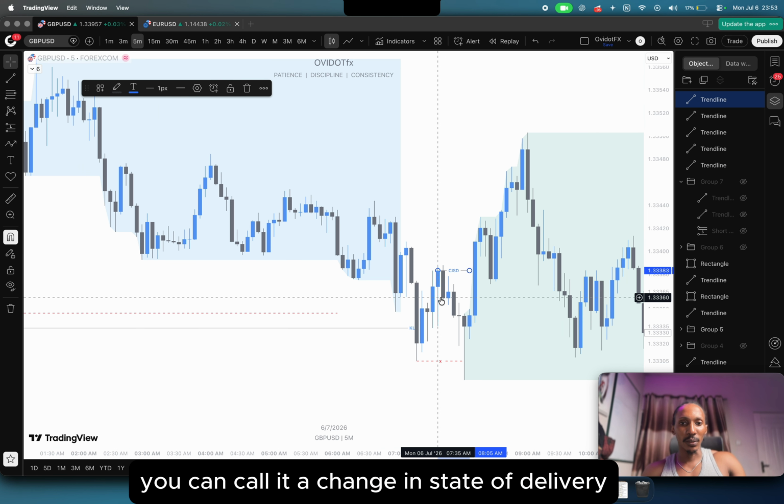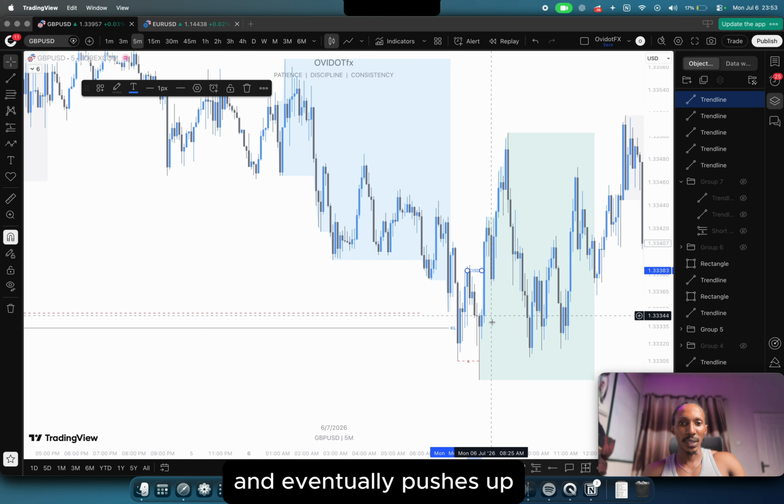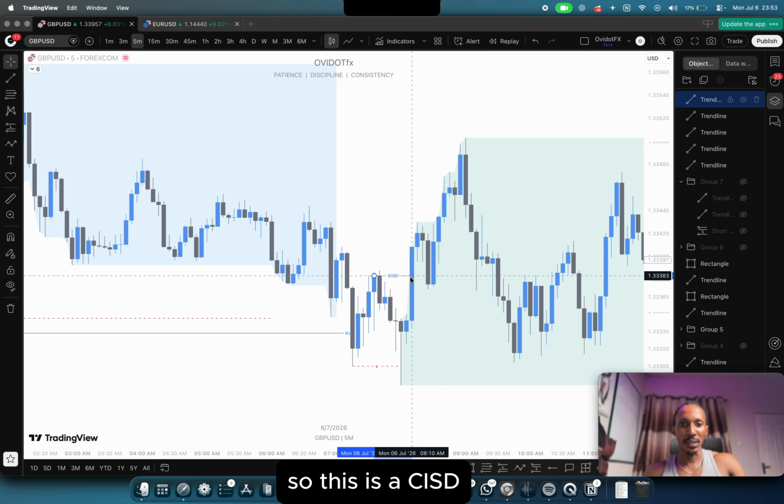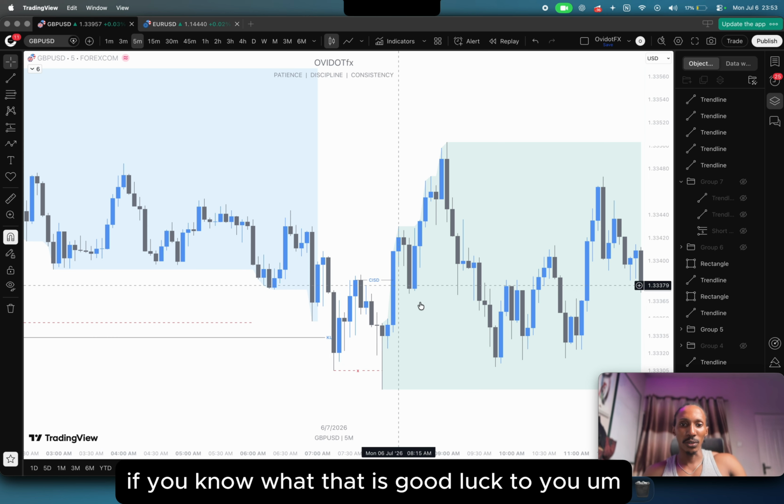You can call it a changing state of delivery because price has been delivering to the downside and eventually pushes out and changes that state of delivery. So this is the CISD. If you know what that is, good luck to you.